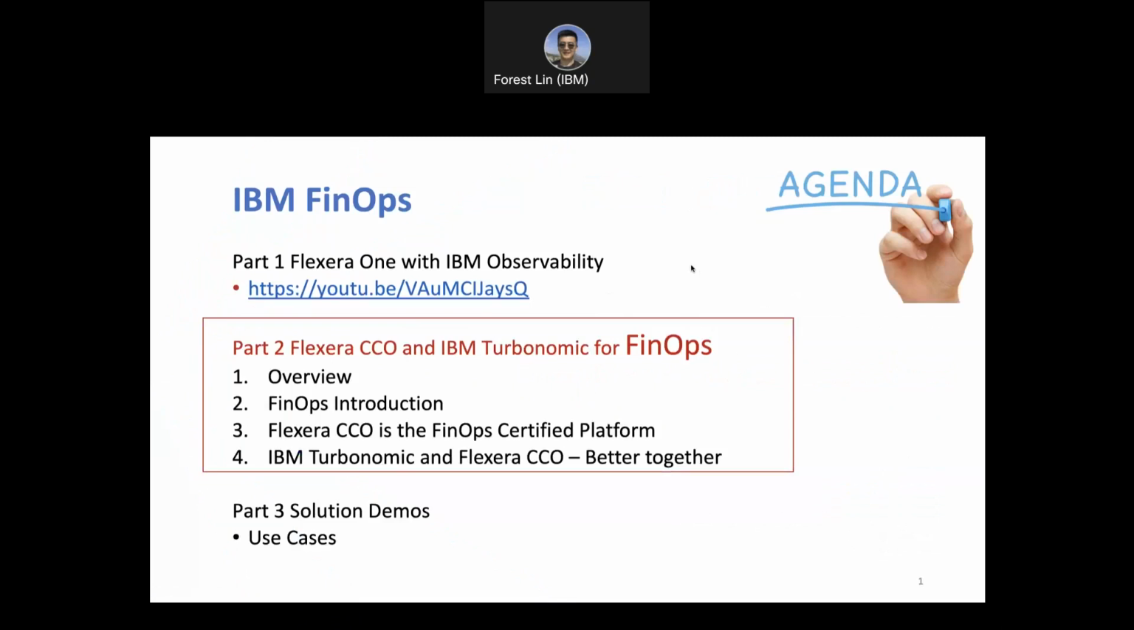Agenda. This session is part 2 of a 3-session series. I've already recorded part 1, which is a general introduction of Flexera One. Flexera One is an IT asset management tool with IBM observability, and that is available on YouTube. In this session, I will go through the Flexera CCO and IBM Turbonomic for FinOps. Part 3 will have a collection of solution demonstrations with a collection of use cases.